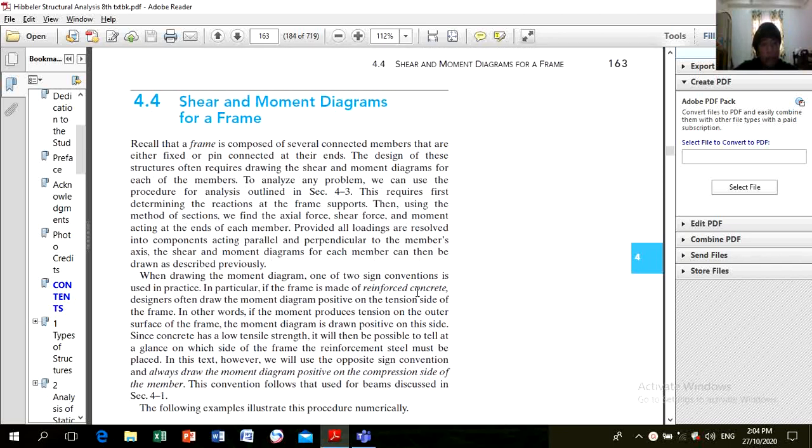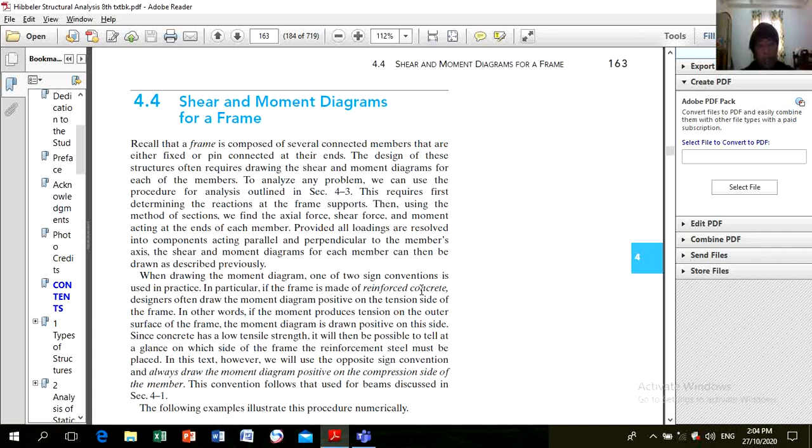So recall that a frame is composed of several connected members that are either fixed or pin connected at their ends. Unlike beams, which are one straight member, here there are several connected members, and they can be fixed or pin connected at their ends. So the connection between two adjacent members is either fixed or pin. The design of this structure often requires drawing the shear and moment diagram for each of the members.